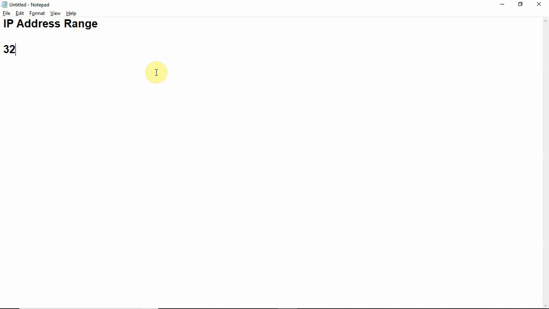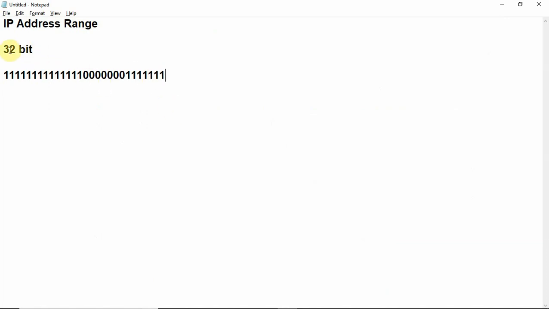As we know, we have got 32-bit addresses. Now how can we write them? If we are going to write in binary format, it could be in this format. That means we have to write it this way, 32 bits. Now studying the IP address in this way is very difficult.